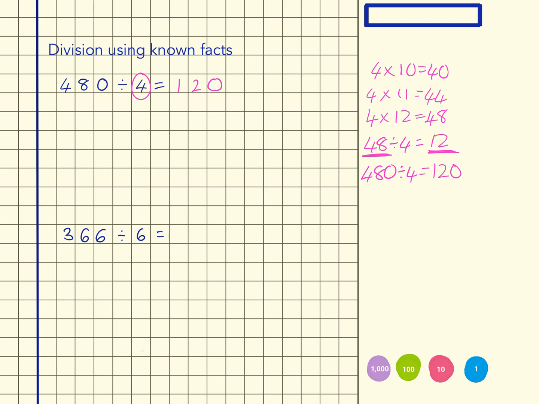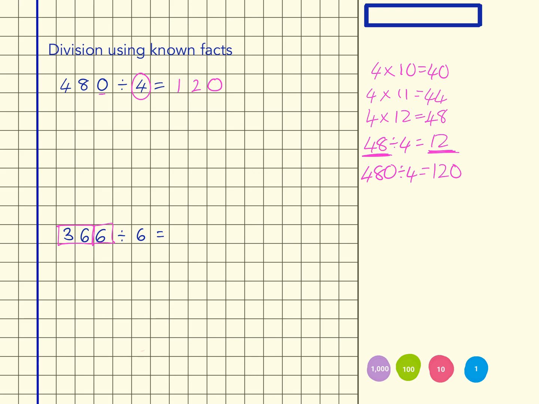Now the question at the bottom here is slightly different because, with it not being a multiple of 10, it's slightly harder to use those number facts. However, what I can spot here using the times table knowledge that I have is that this is in the 6 times table and this is in the 6 times table.